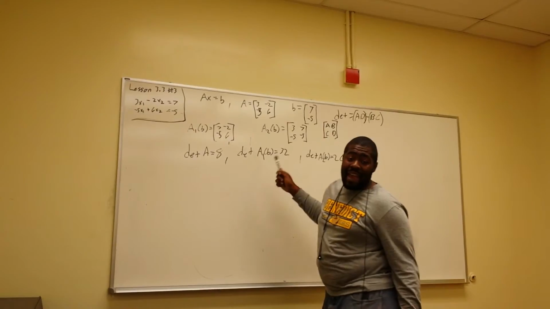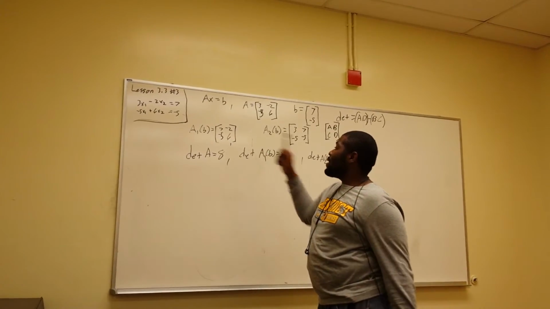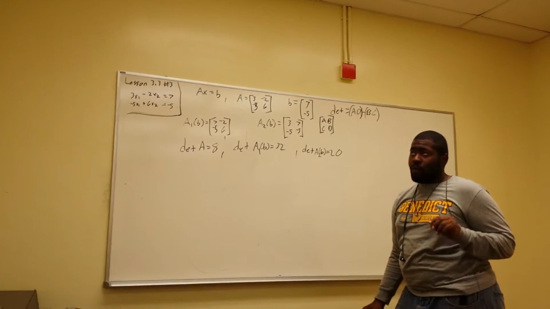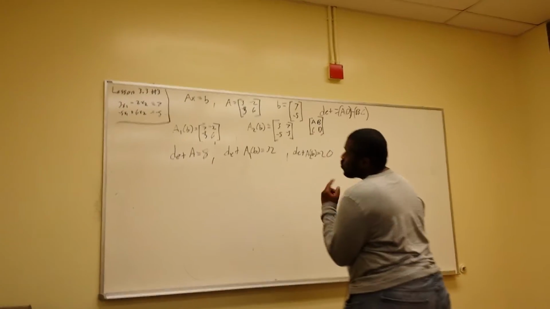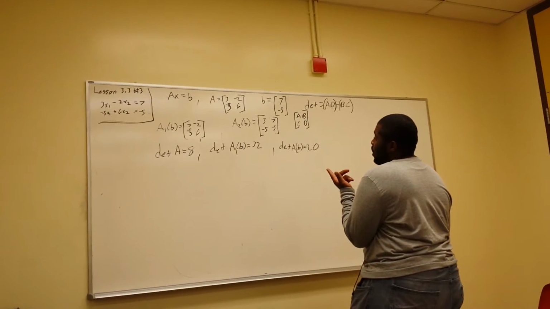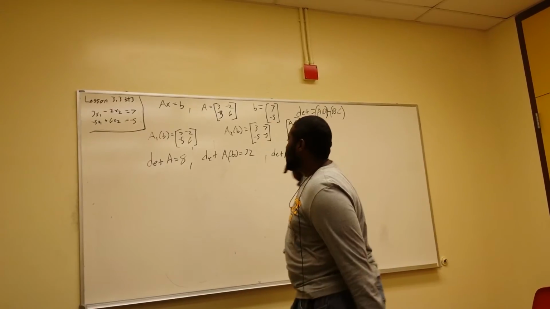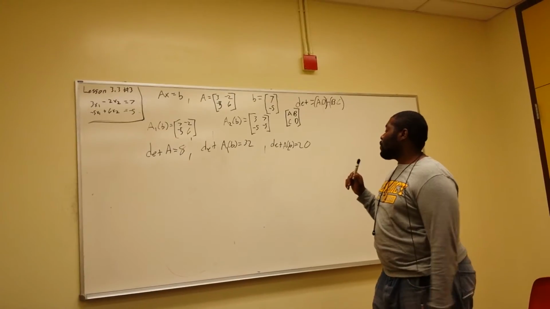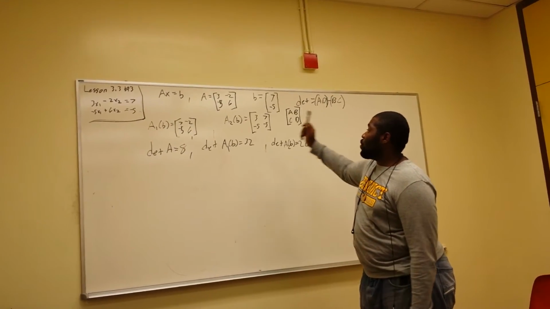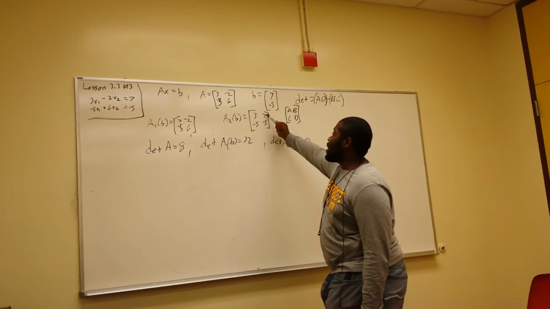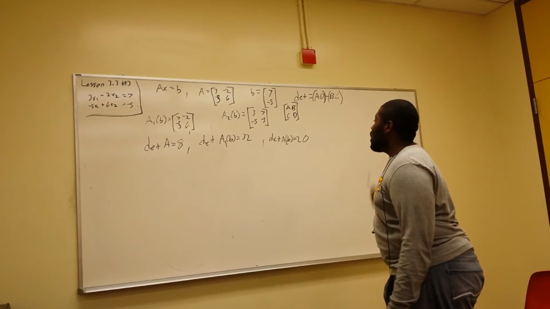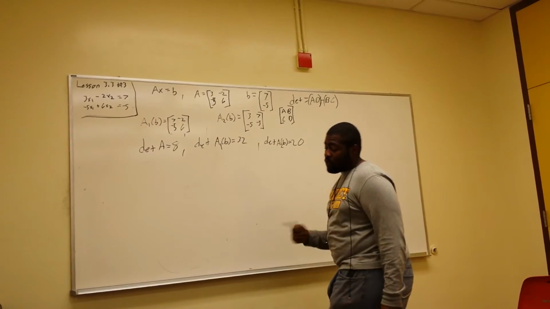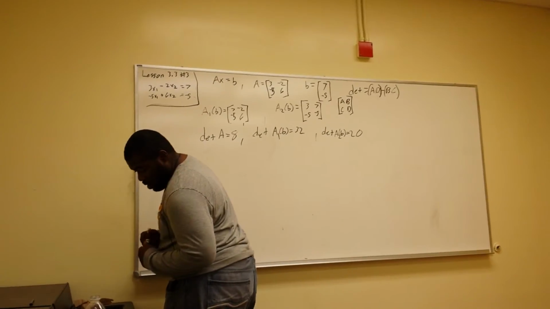For determinant A1 of B, we have 7 times 6, which is 42, minus 5 times negative 2, which is positive 10. That gives us 32. For the last one, we have 3 times negative 5, which is negative 15, minus negative 35, which we get from 7 times negative 5. Calculate that, and we get determinant A2 of B equals 20.